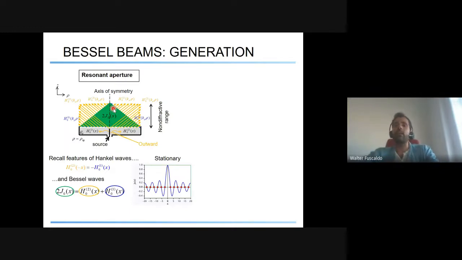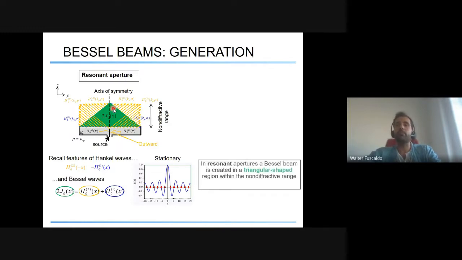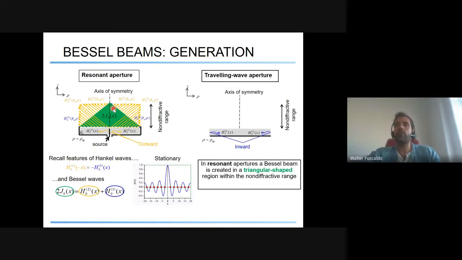On the other hand, another way to get a Bessel beam is by using a traveling wave aperture distribution. In this case, we need to have an inward cylindrical wave directly imposed on the aperture distribution. In such cases, and we will see how we can have an inward aperture distribution in a realistic device, we consider that the rays emit their energy towards the center.